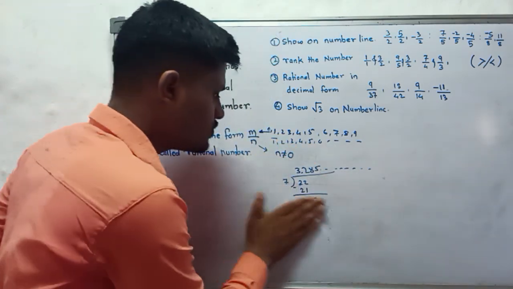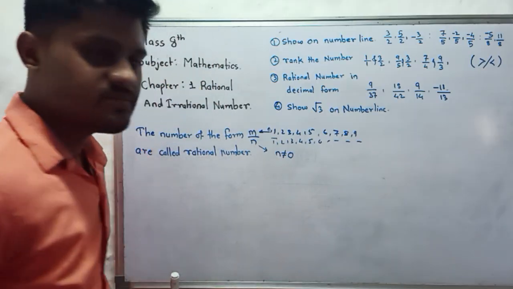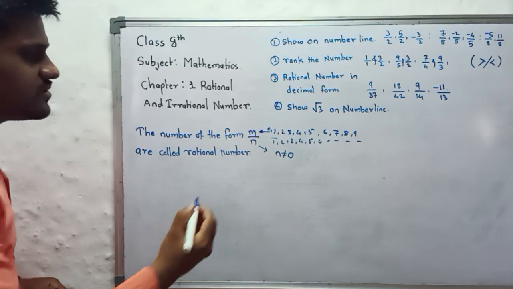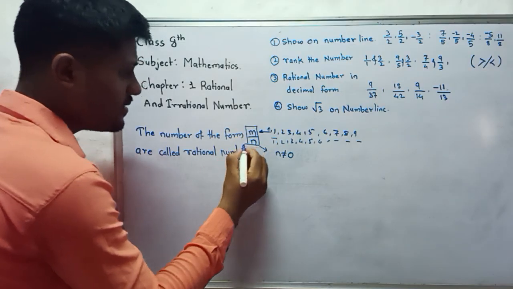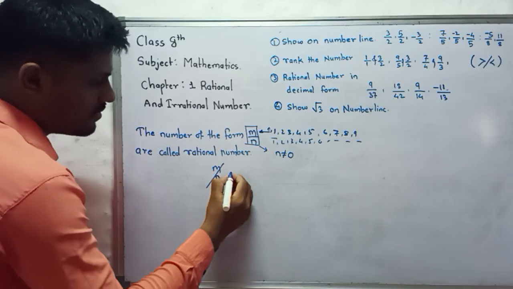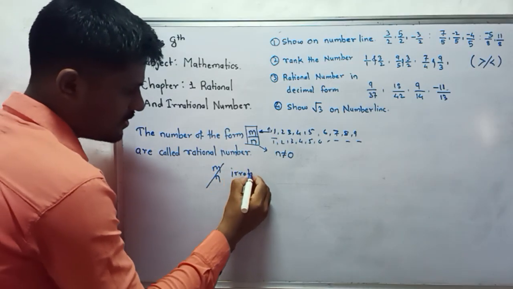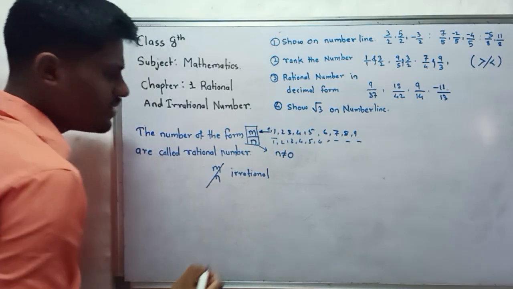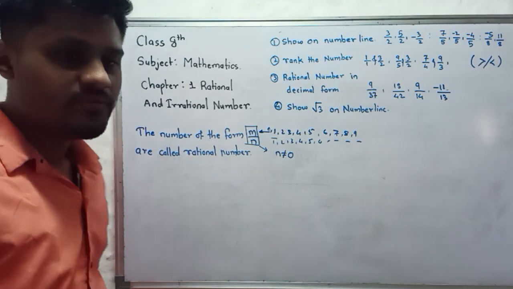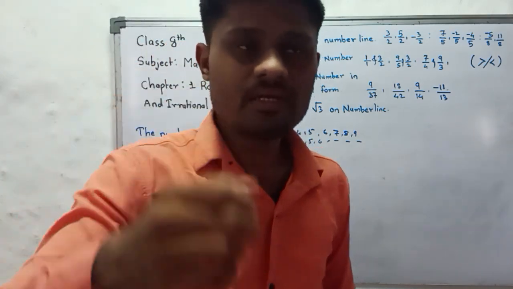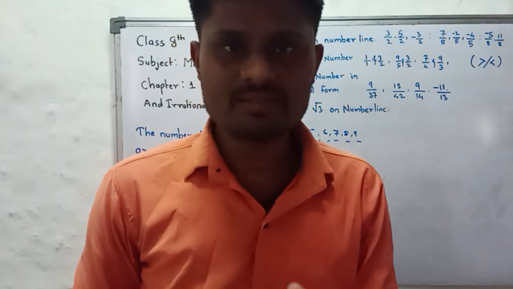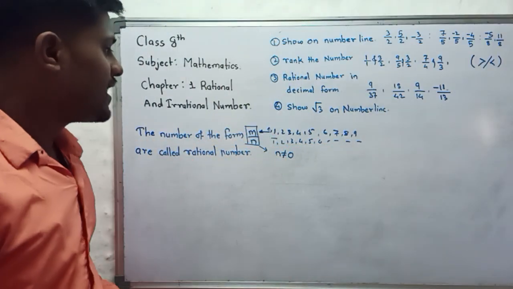Okay, so you got the difference between rational and irrational numbers. Rational numbers are those we can represent in the form m by n, and numbers which cannot be represented in the form m by n we call irrational numbers. But before going towards that, in this chapter we will discuss rational numbers in detail, and there are some groups that we can form using the rational numbers.